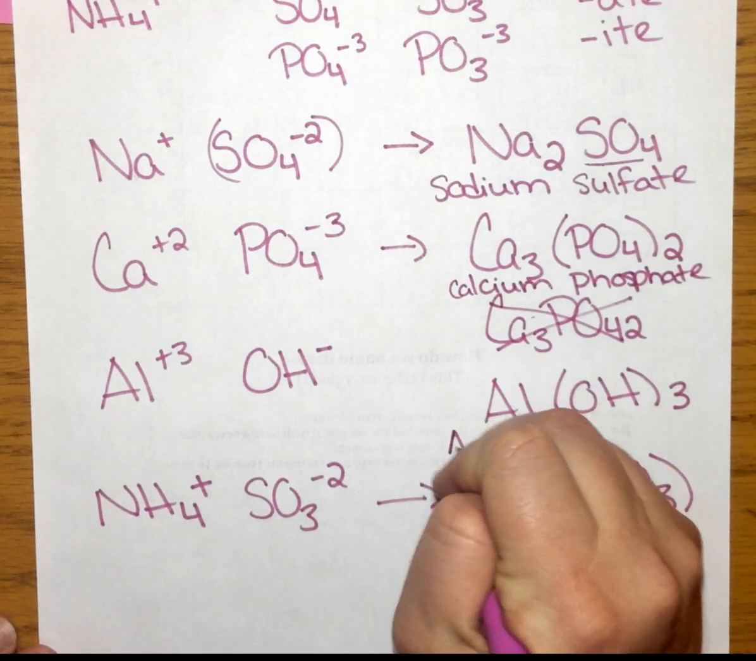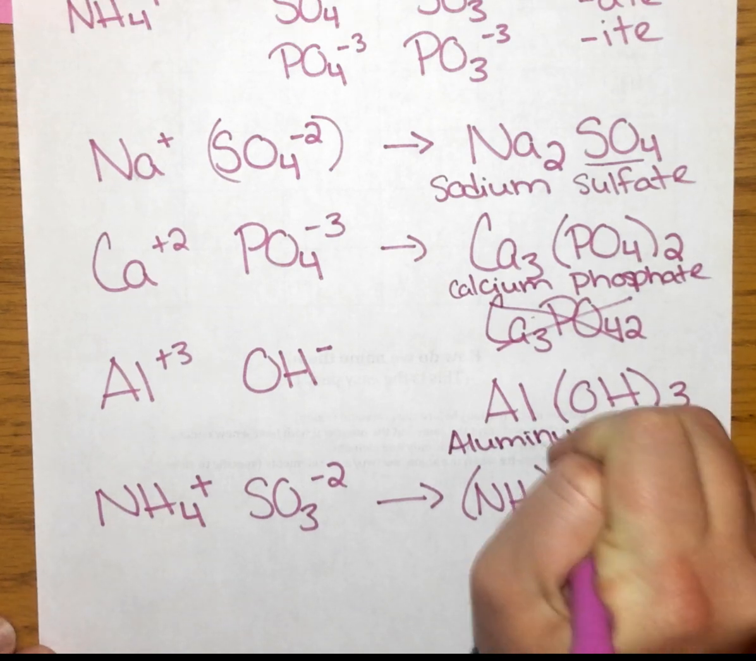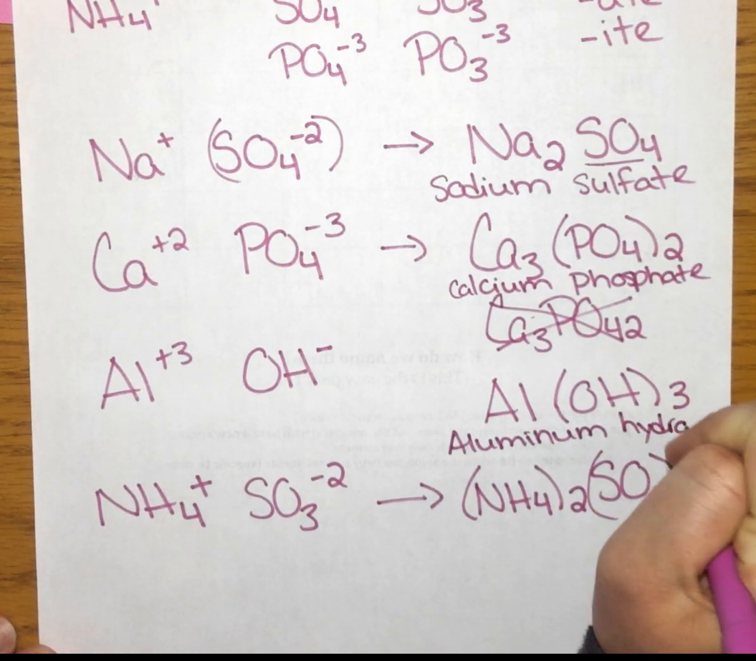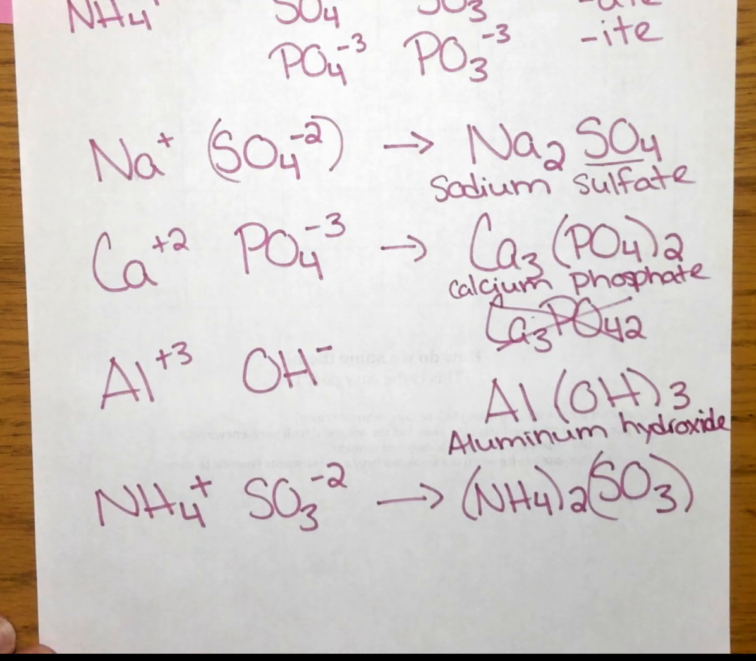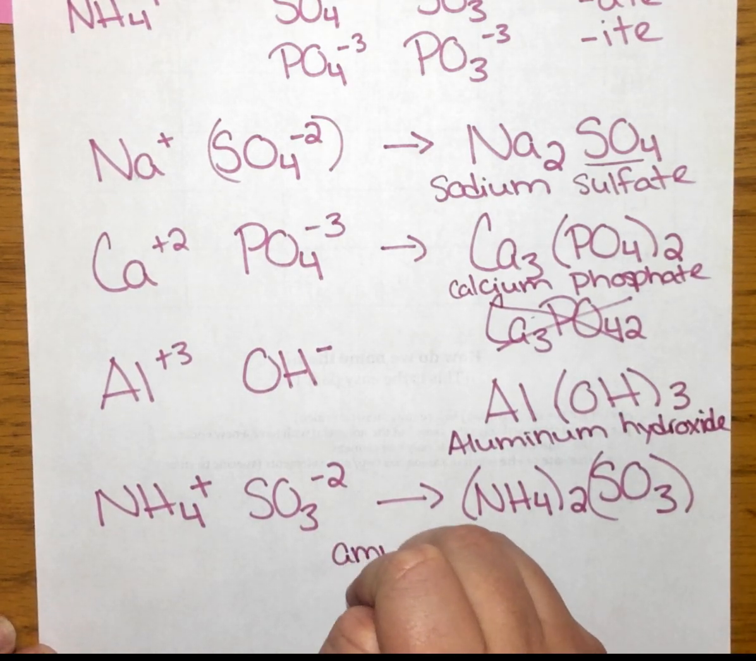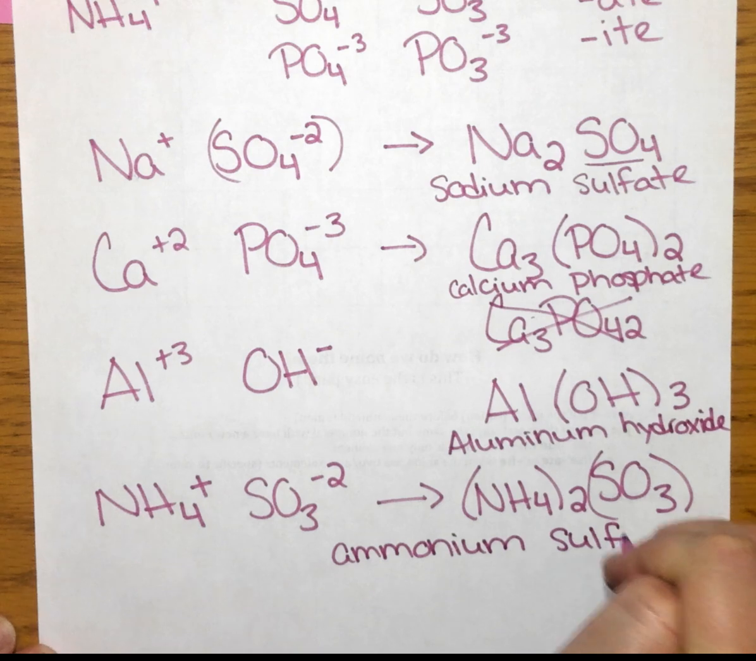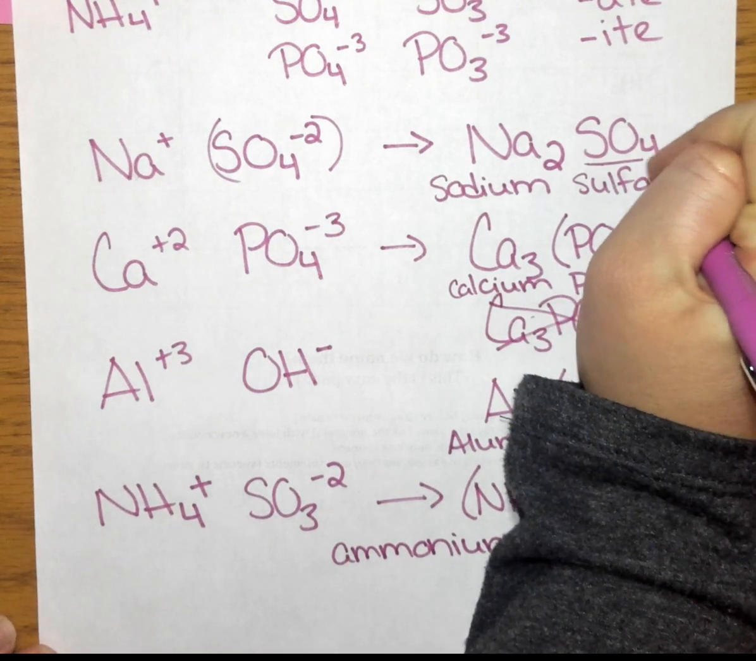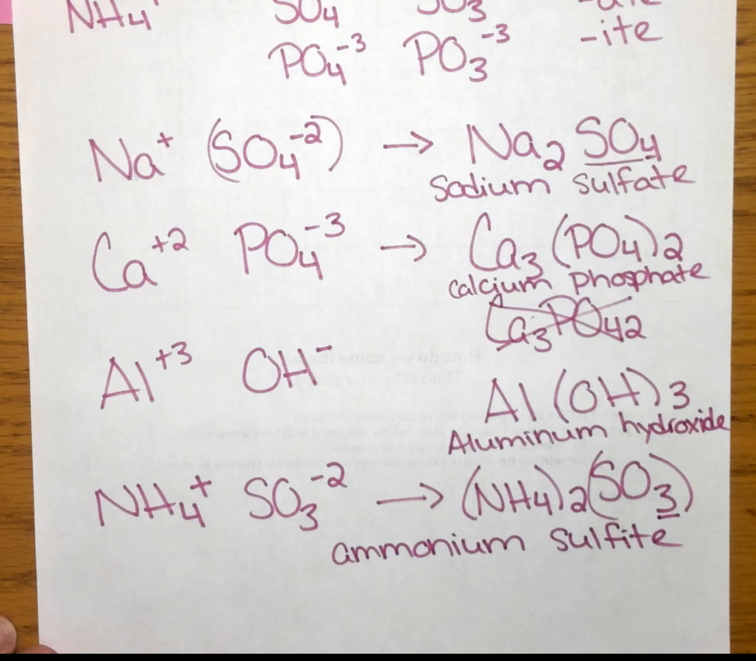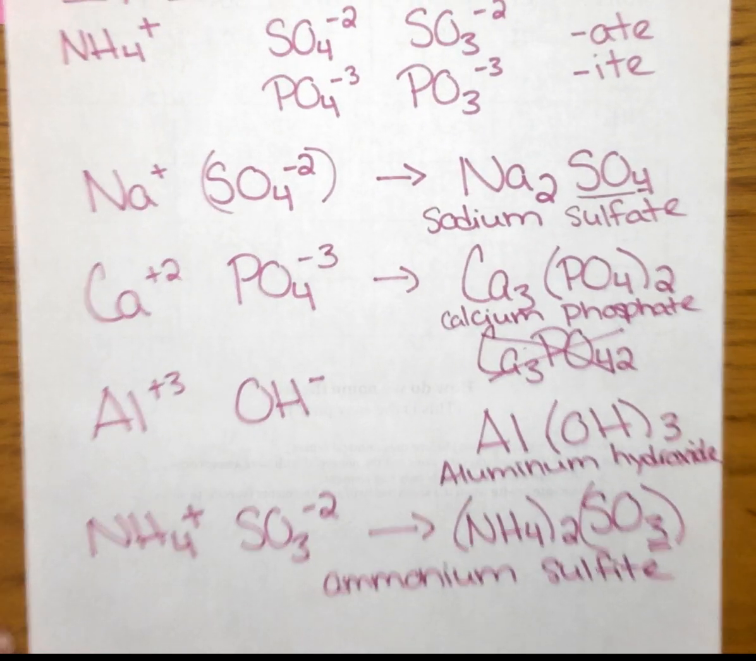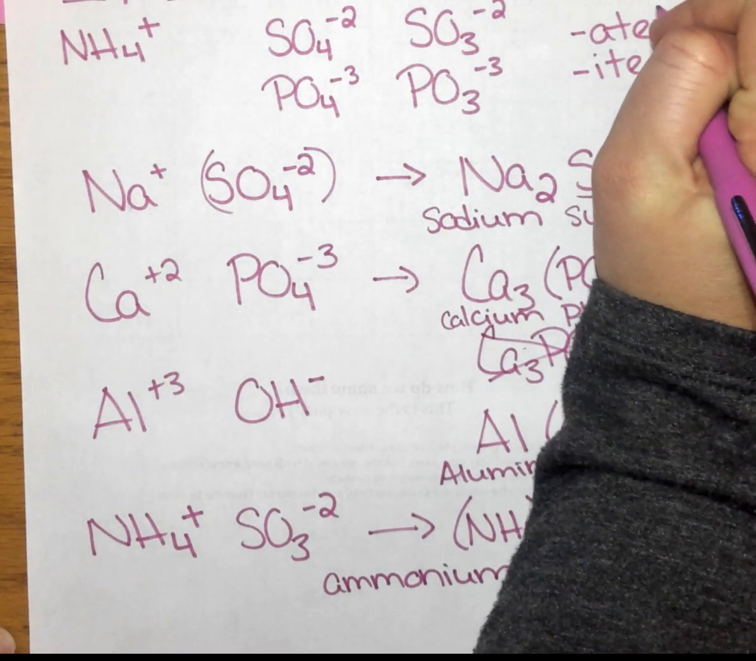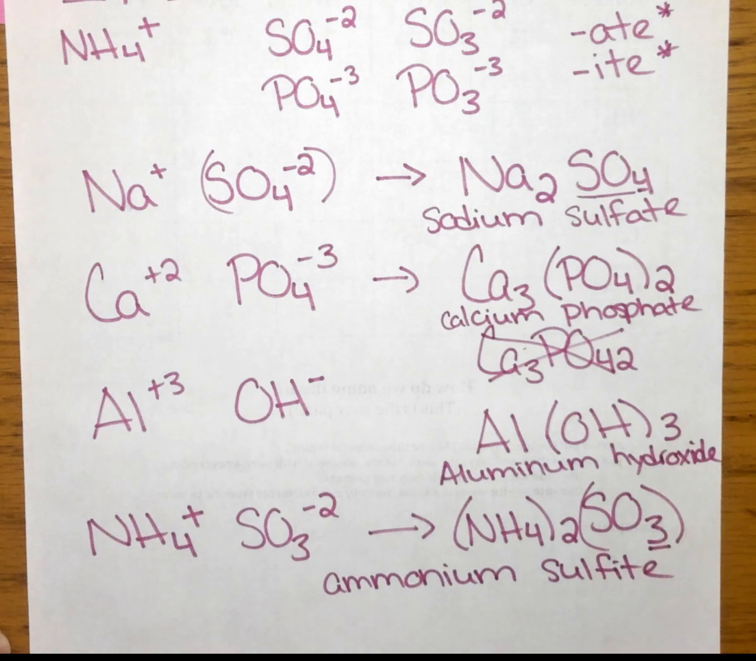Al(OH)3, this is aluminum hydroxide. And my NH4, I told you, is ammonium. Sulfite is SO3. Now be careful, really make sure, because 3 and 4 is a slight difference. We're only off by 1 oxygen, but those are very, very different polyatomic ions, and one ends in -ate and one ends in -ite. So make sure you're referencing your table when you're naming polyatomic ions.